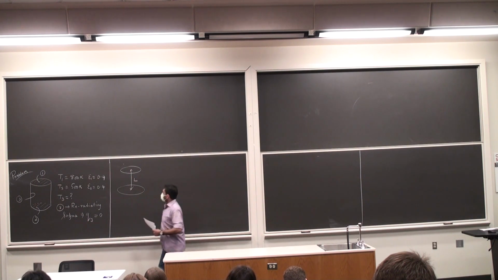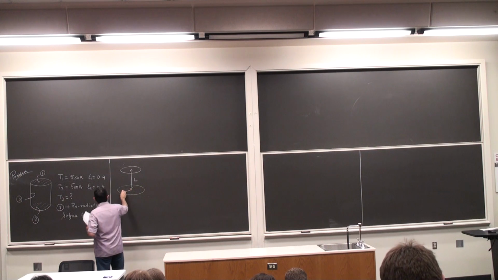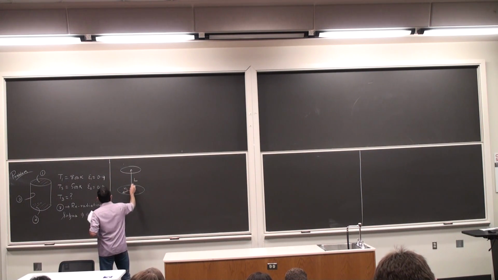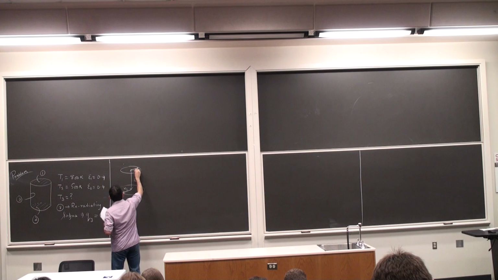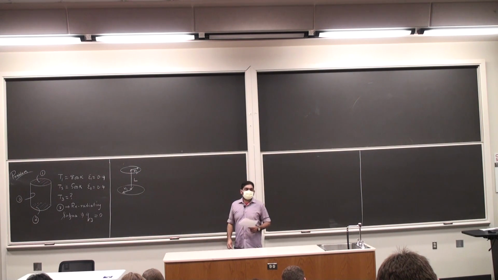Two surfaces which are separated by a height of L. Radius of the first one is Ri. This is Rj. Okay, the view factor is given by the following equation.